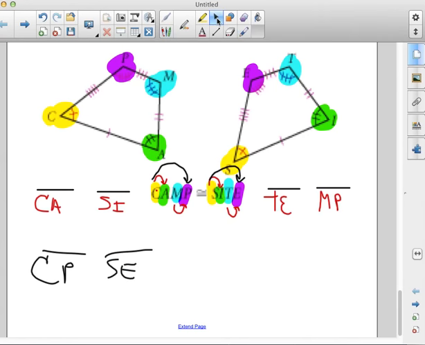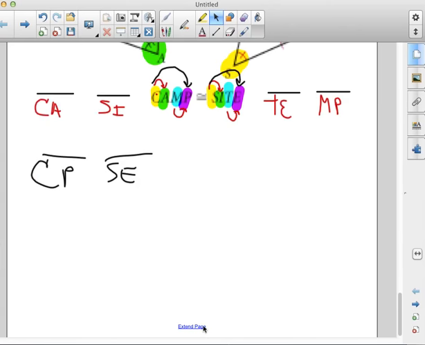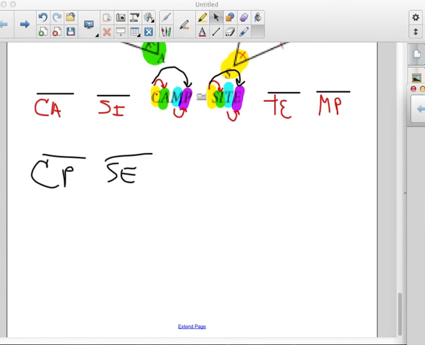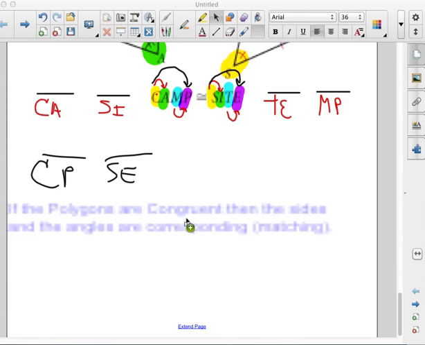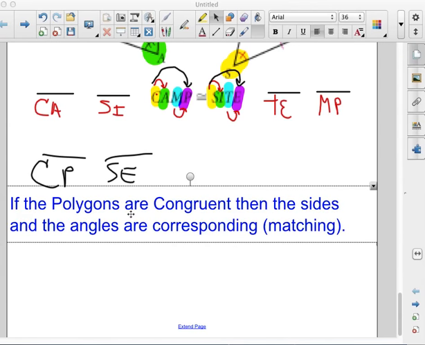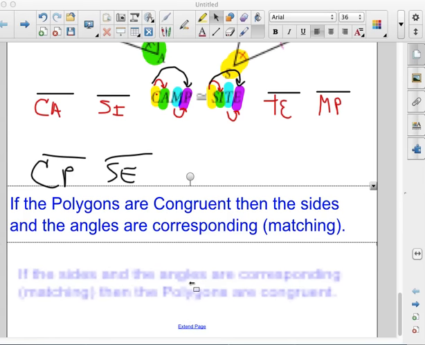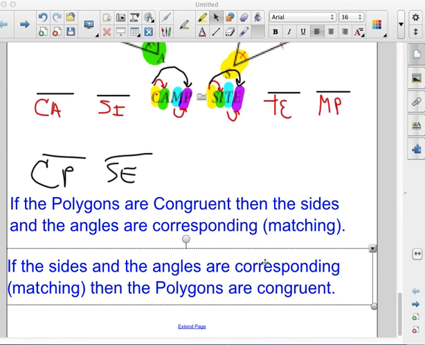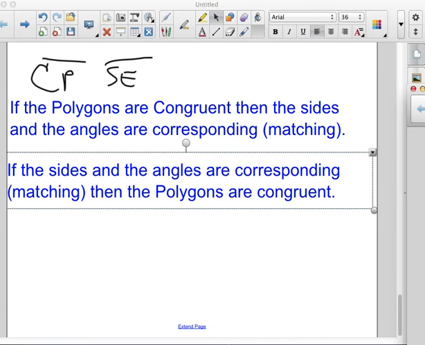Segment SE. Okay, so matching corresponding letters is very, very important. And that brings us to a very important rule. And that rule says this. If the polygons are congruent, if the polygons are the same, then the sides and the angles are matching. If the polygons are identical, they're clones, then the sides and the angles are going to be matching. And it also goes this way. If all the sides and all the angles are matching, then the polygons are congruent. Then they are identical.